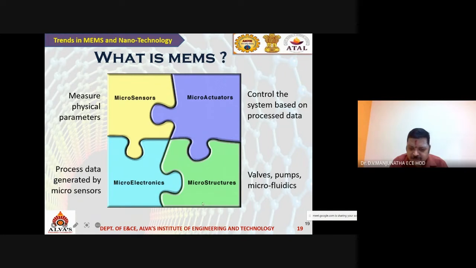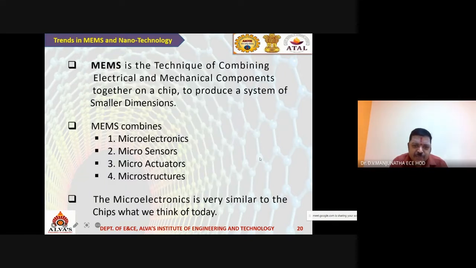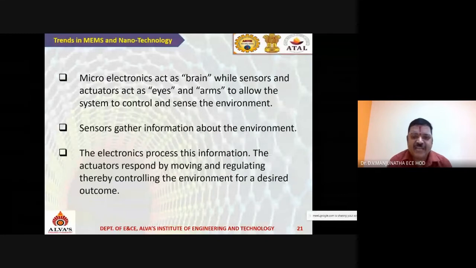The microstructures, mechanical structures, wells, pumps, and microfluidics play a very important role in MEMS, right? MEMS is the technique of combining electrical and mechanical components together on a chip to produce a system of smaller dimensions. So MEMS combines microelectronics, microsensors, microactuators, and microstructures. The microelectronics is very similar to the chips that we think of today, right? Microelectronics acts as a brain, while sensors and actuators act as eyes and arms to allow the system to control and sense the environment.